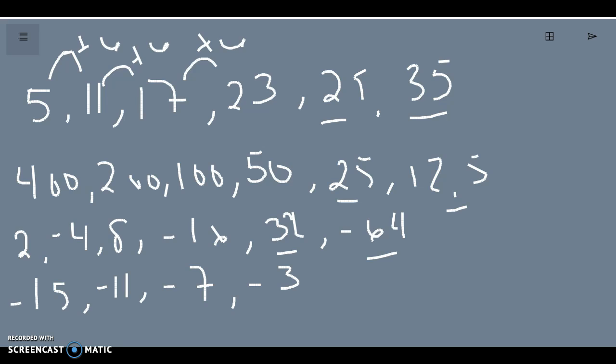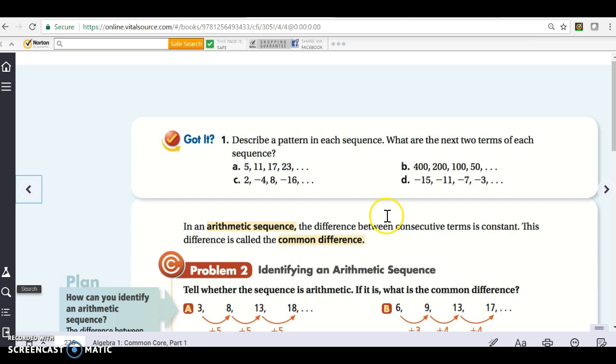And then the last one, I have negative 15, negative 11, negative 7, and negative 3. It looks like I'm adding 4 to the previous term. So if I add 4 to this one, I get 1. Then add 4 here, I get 5. And so those are my next two terms. Let's make sure I answered all parts, and I did, and I hope that this helps.